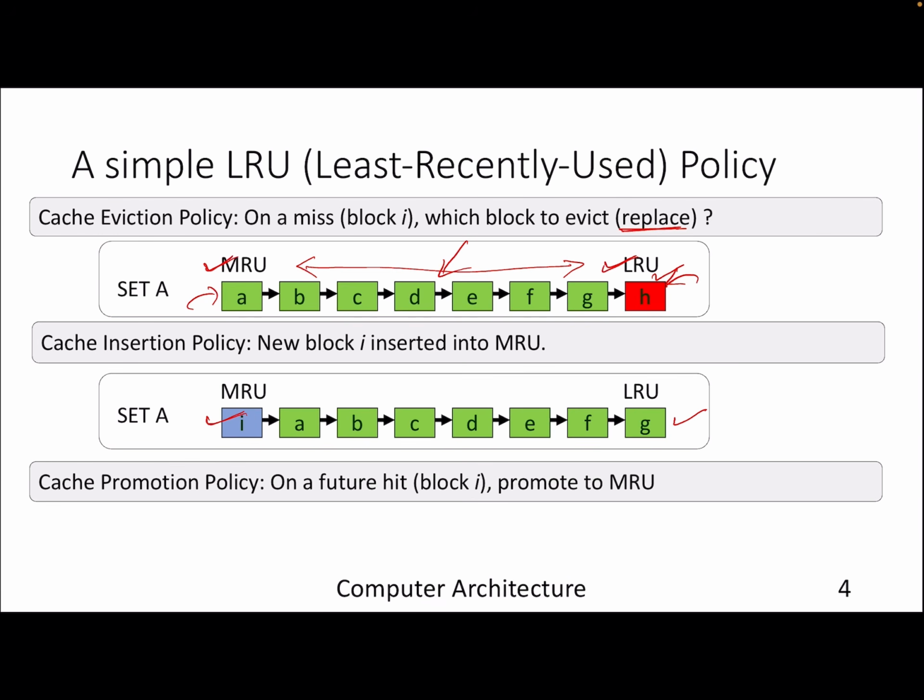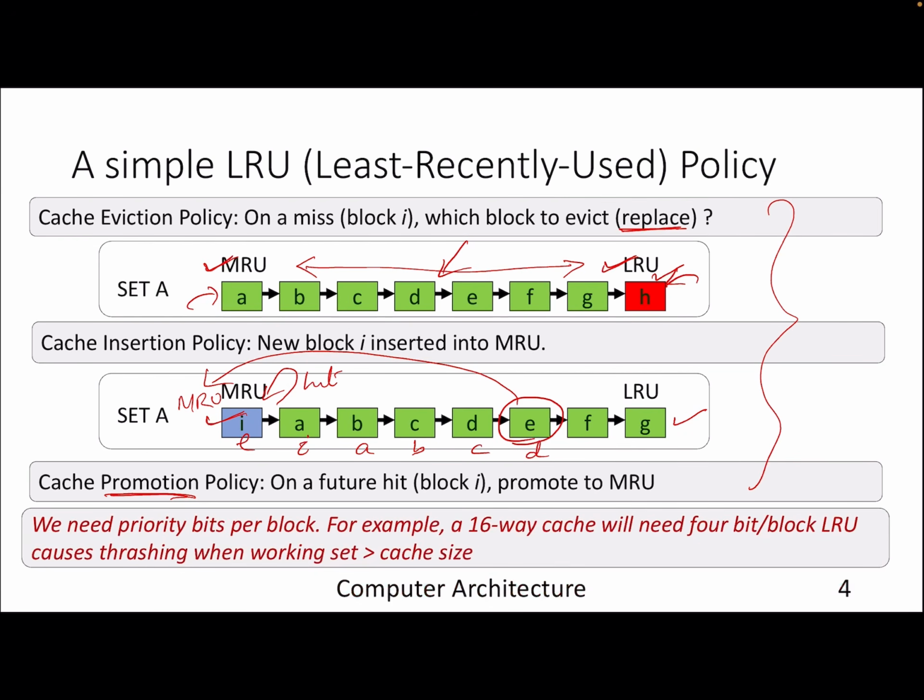The third sub policy is the promotion policy, which says once the block is inside the cache, what happens if you get a hit? Let's say you get a hit again, which means this is the most recently used block, so you should put it in the MRU position. For example, if block number E gets a hit now, E will move to the MRU position. E will come here, and A will get shifted, B will get shifted, C will get shifted, and D will get shifted, right? So that's how the priority will be. These are the three sub policies. When they work cohesively, that becomes a cache management policy.